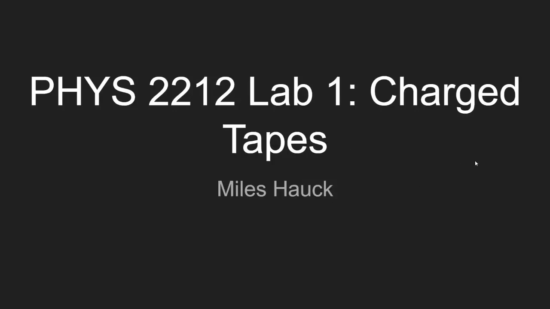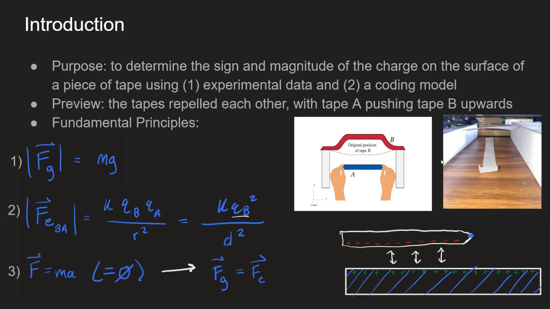So this is my lab report for Physics 2212 on our first lab called charge tapes. To introduce this lab, the purpose of this lab was to determine the sign and magnitude of the charge on the surface of the piece of tape, in this case tape B, treating it as a point charge. So for the experiment, prior to the experiment, I tried to see what the charge actually was on the tape, whether it was positive or negative.